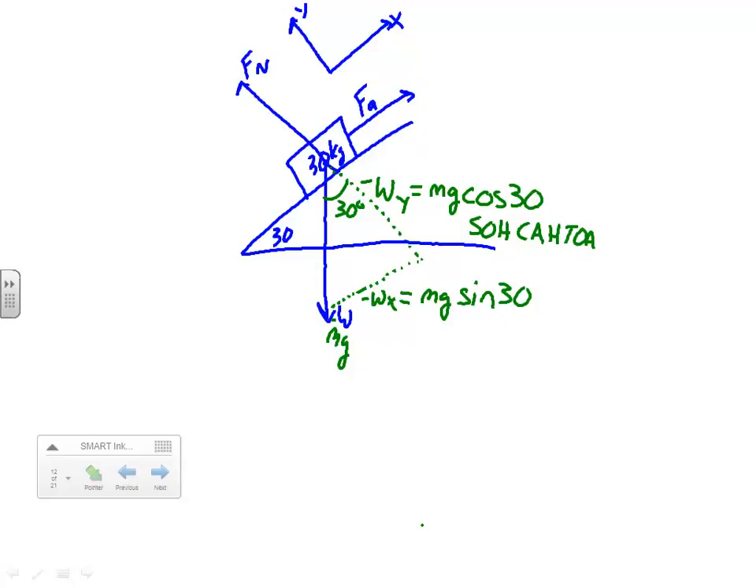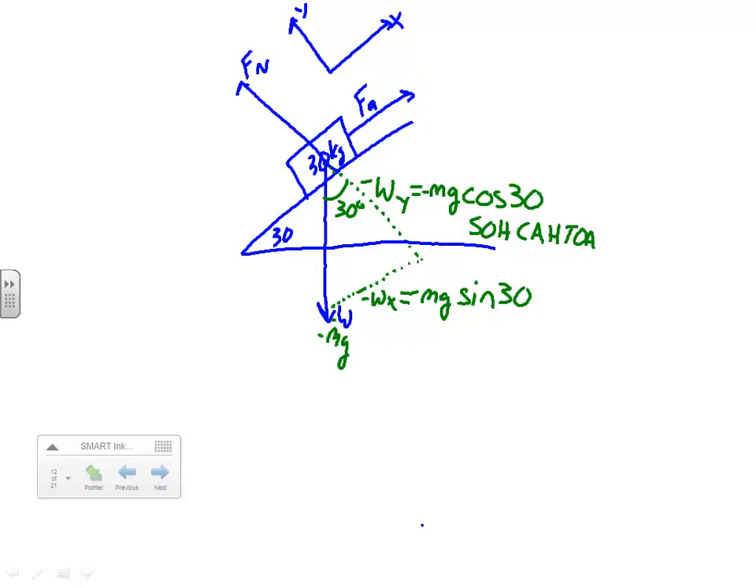We know the hypotenuse is going to be mg. This line here is adjacent to that 30 degrees. Cosine is adjacent over hypotenuse. This part here is going to be sine 30 because we have the opposite and the hypotenuse. And all of these are going to be negative. So those are the only forces acting on the block.